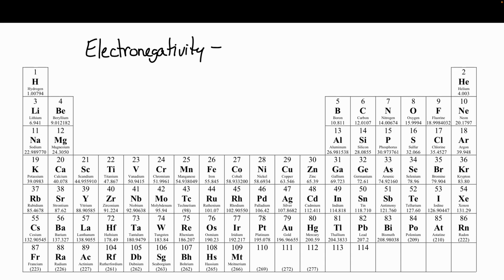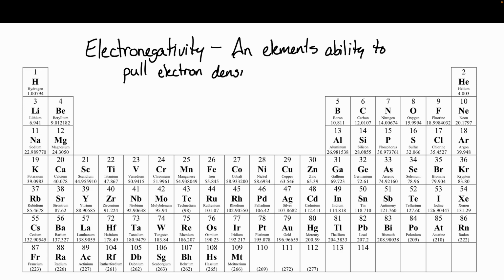Electronegativity is an element's ability to pull electron density in a covalent bond. So what do I mean by that? Let's take a look at a very simple molecule here, HF.